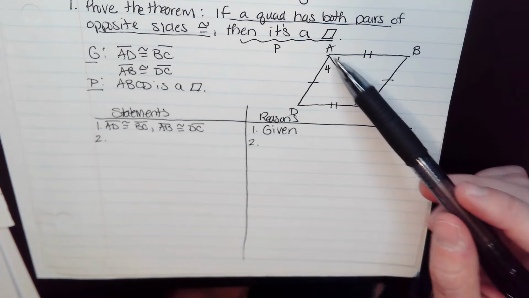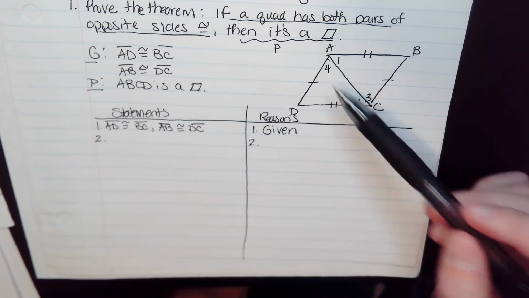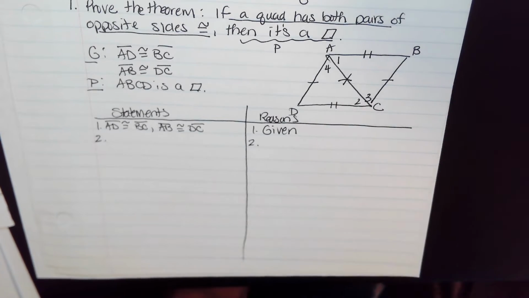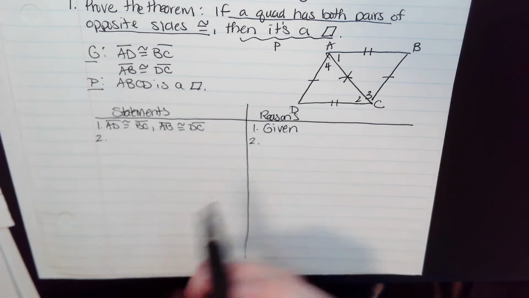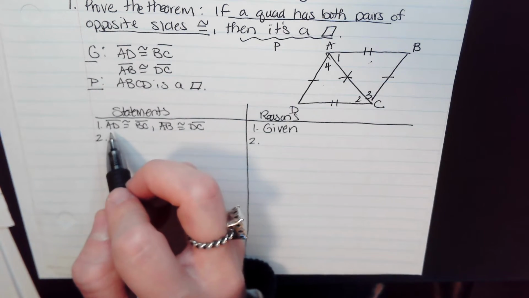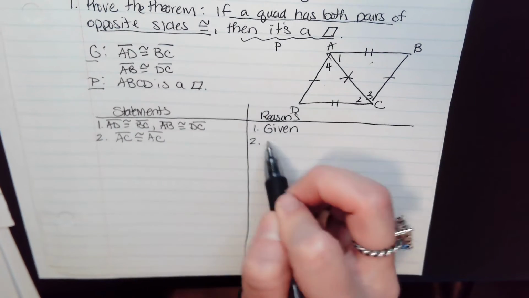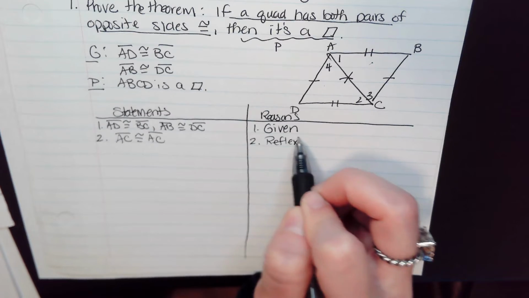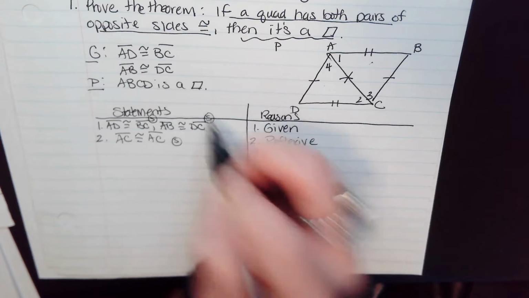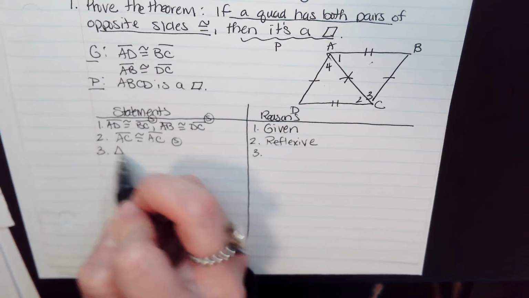Well, looking at this, I see 2 triangles. And it looks like I have 2 pairs of sides that are congruent. Oh, and they share this middle side. So I could get these 2 triangles to be congruent. All right, so let's go with that and see where that takes us. So now I've got segment AC is congruent to segment AC. That's my reflexive property. So now I have a side, a side, a side. So I can get those 2 triangles congruent by side, side, side.